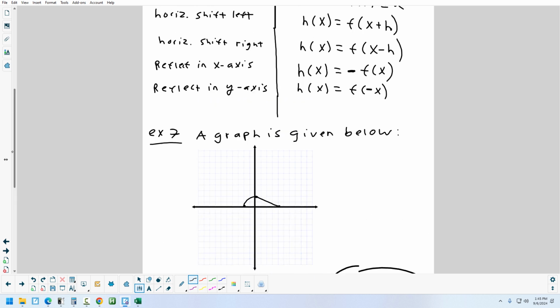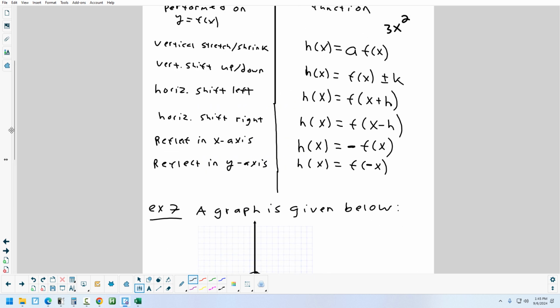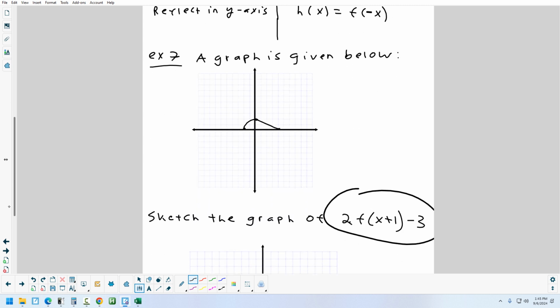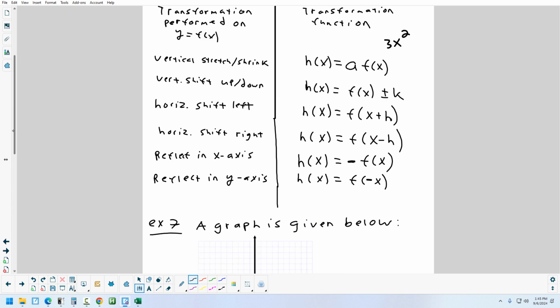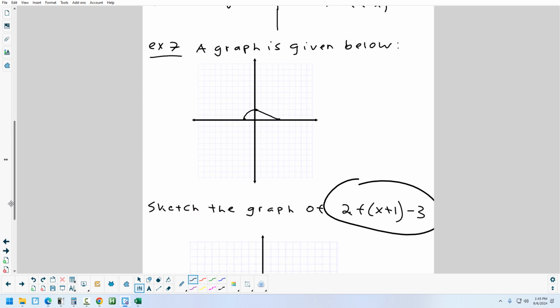What's that +1 gonna do? Look for it up there and see which one looks the most similar. Horizontal shift left. Yep, so we got a shift left. And what about the -3 on the end? Then that's going to be a change in the y-axis, down 3, right? Shift down 3. Yep. So we know what the 3 transformations are.